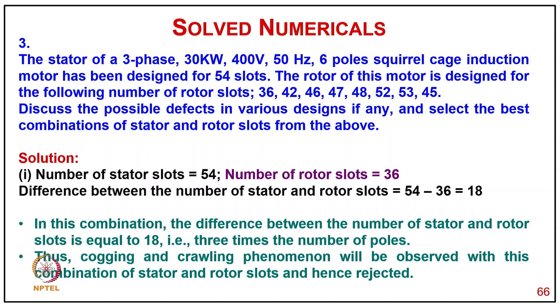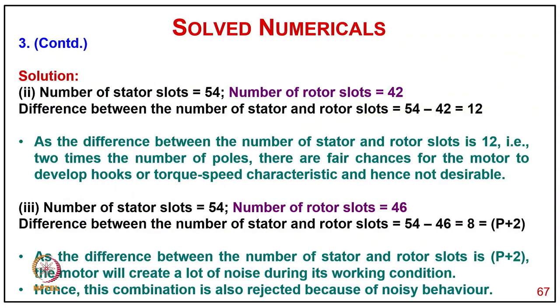So number of stator slots is 54, number of rotor slots 36. So the difference of the stator and rotor slots is 54 minus 36, 18. In this combination, the difference between the stator and rotor slots is equal to 18, which is 3 times the number of poles, thus the cogging and crawling phenomena will be observed with this combination of the stator and rotor slots, hence rejected.